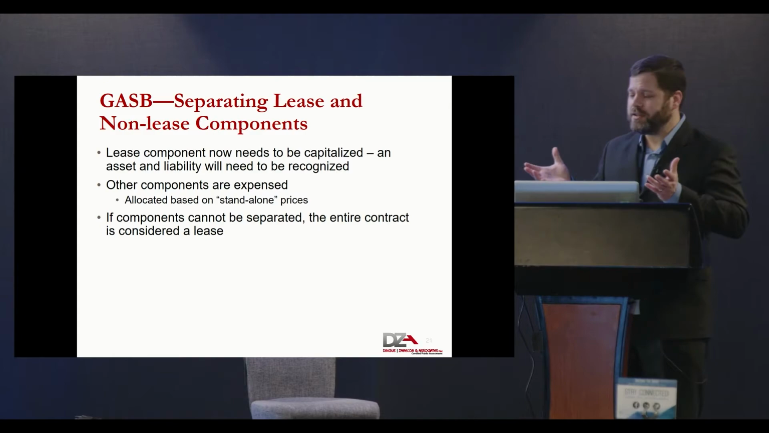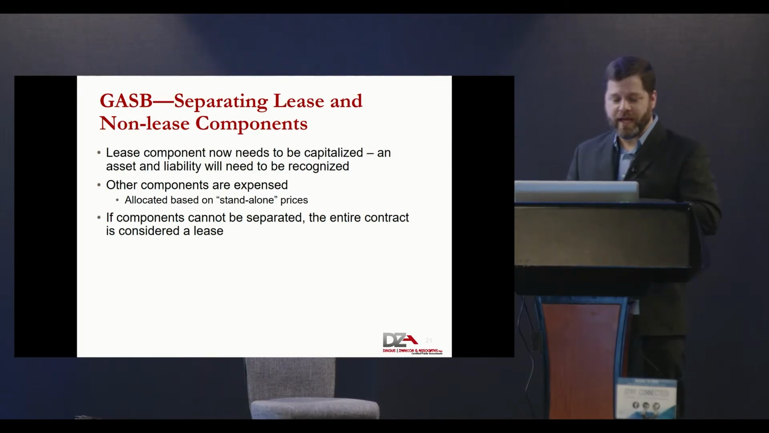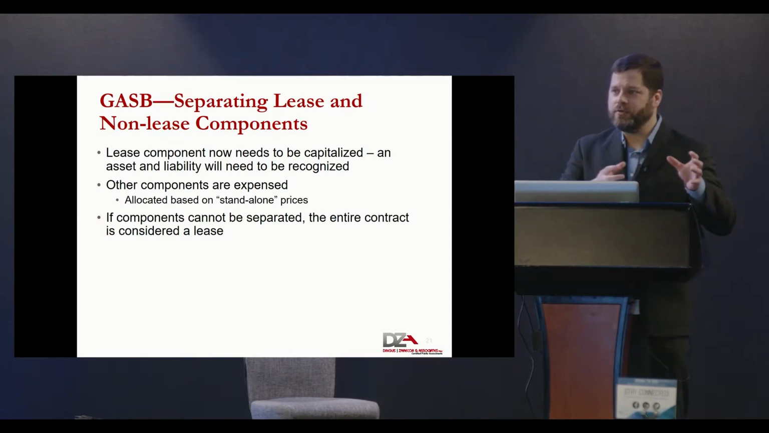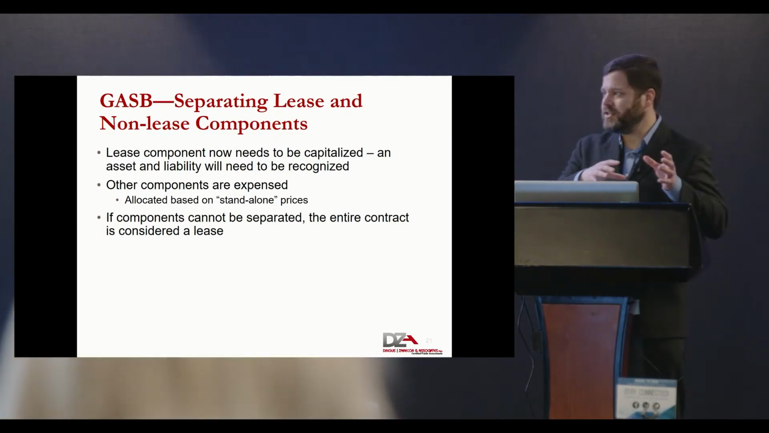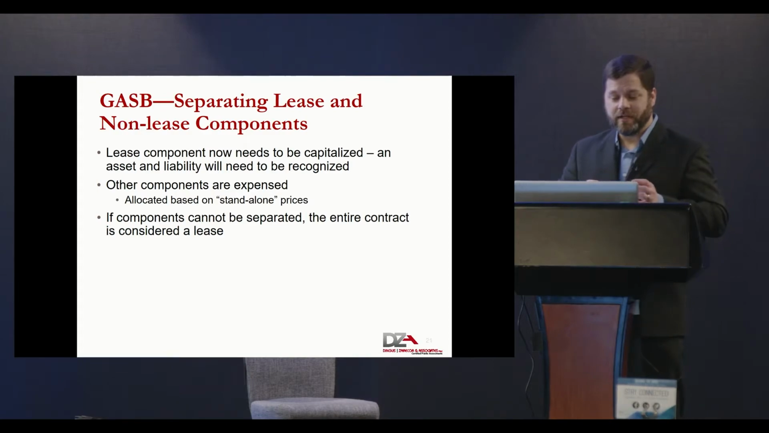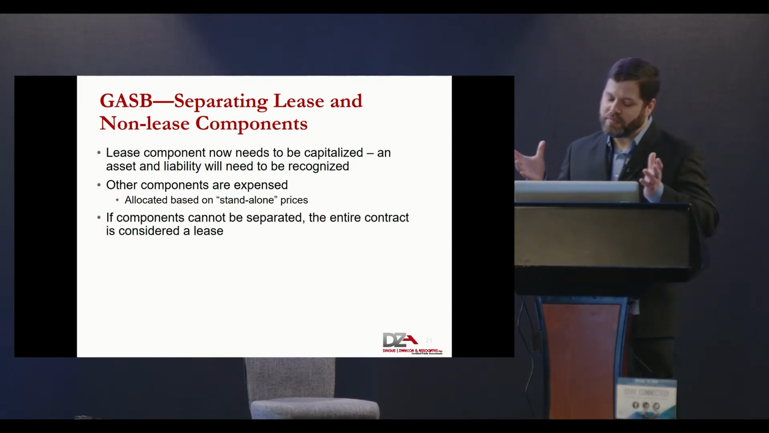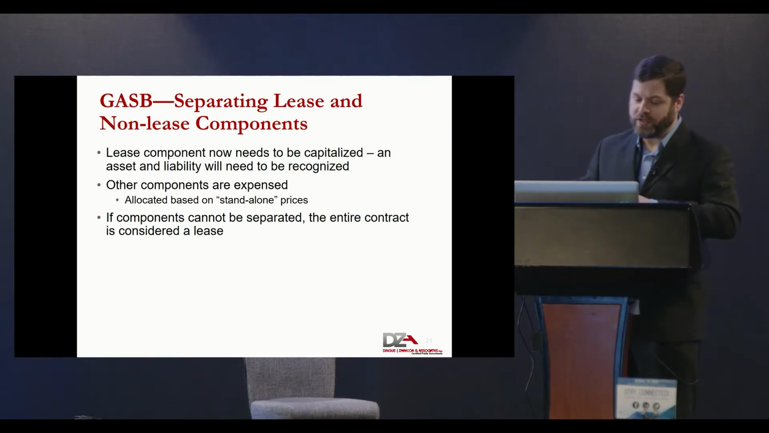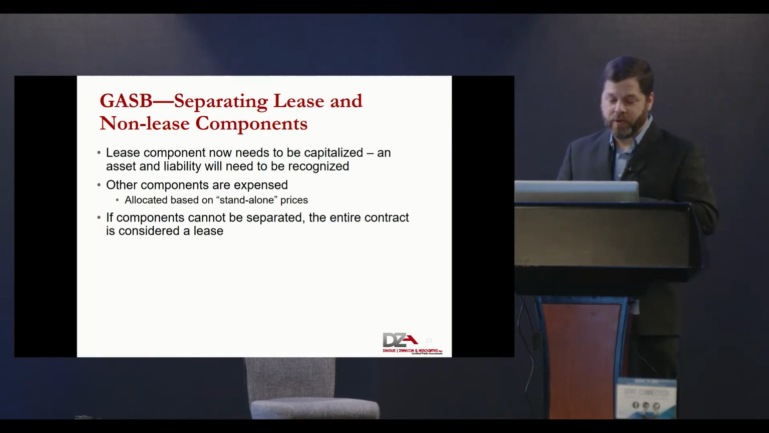If it can't be done, there's no reasonable way of doing that. The standard, I think, to be conservative, says they'd rather have you put something on your books than nothing. So instead of leaving it all off, it says the entire contract is considered a lease in that sort of situation. So as much as possible, you want to try and find those standalone prices so you can be more accurate and only put on the books what should be on the books.